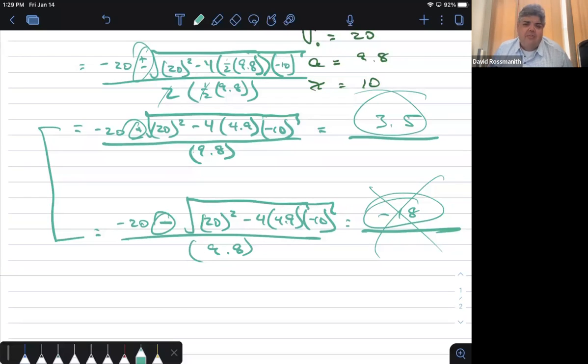So to a physicist, we'd only keep one of the answers. But in terms of the mathematics, you have to do this thing twice. One gives you the plus sign there, the other gives you the negative sign there.